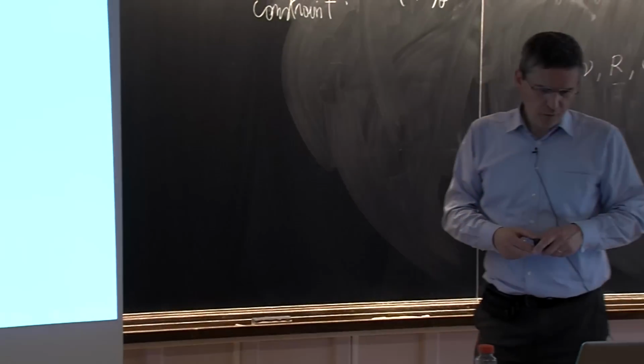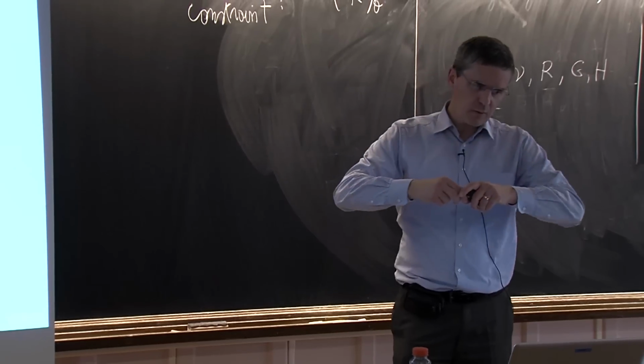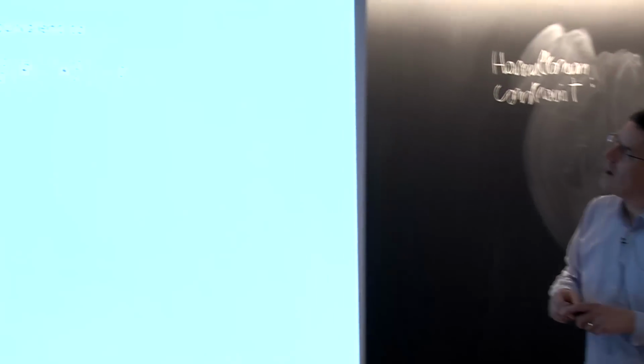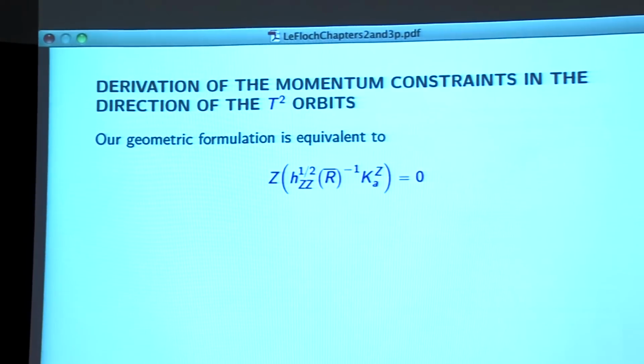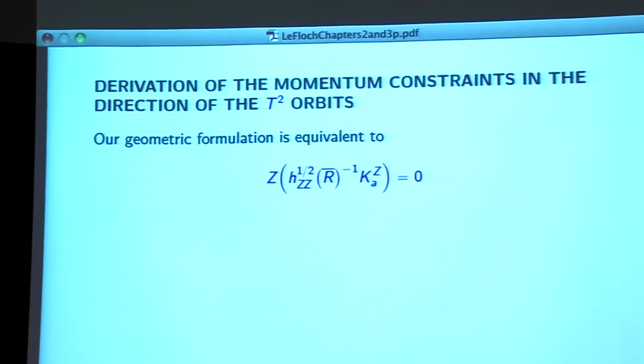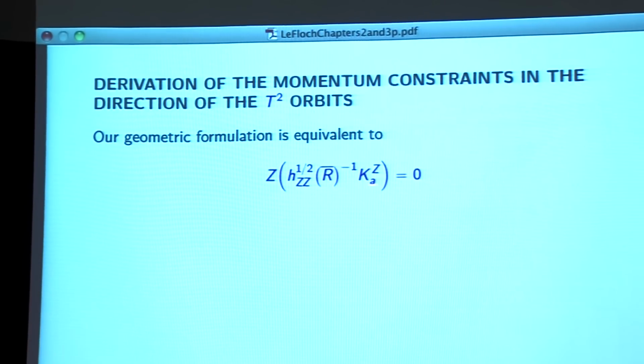Now, for the momentum constraints, we proceed by first looking at the direction of the T2 orbits. The equation that we had derived before actually can be put in a very simple form, this form.